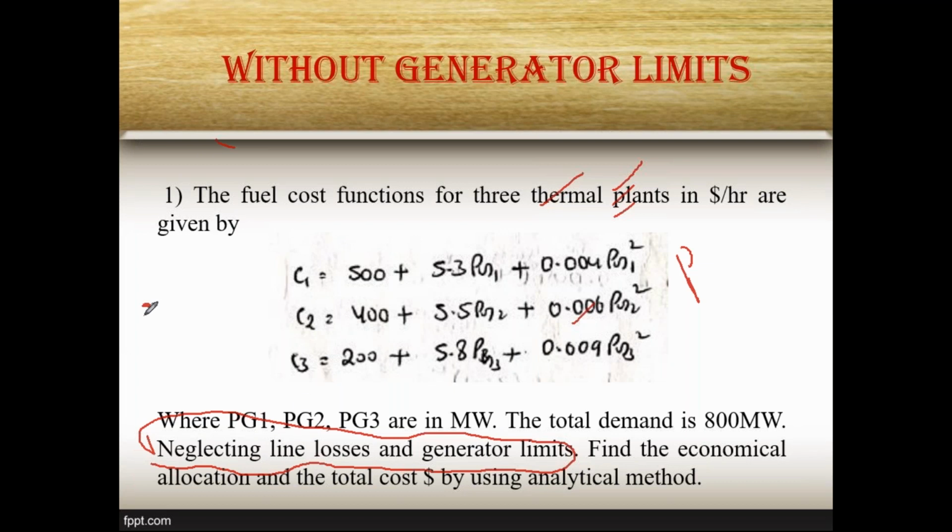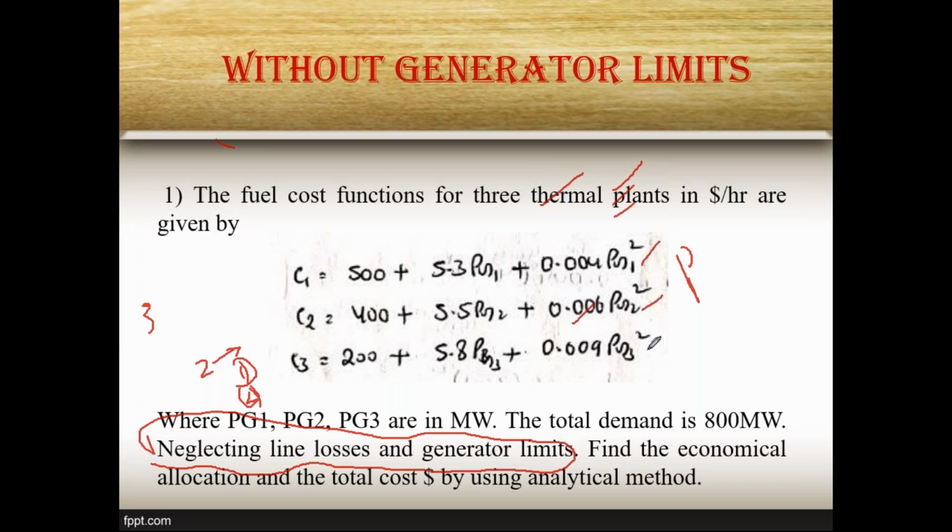For scheduling, we have three methods. One is the normal traditional method. Second one is neglecting line losses. Third one is including line losses. Already we discussed in the last class the second method, neglecting line losses. In that second method, we have two cases. First case is there are no generator limits. Second case is with generator limits. So we are going to proceed with that. This is the problem they gave.